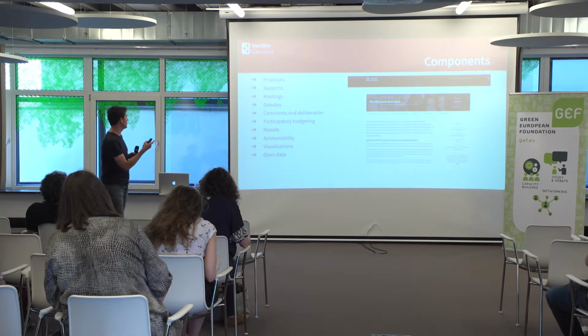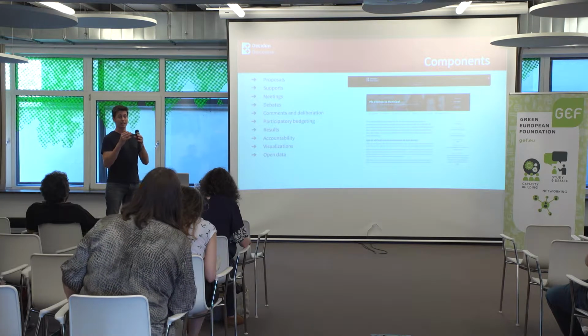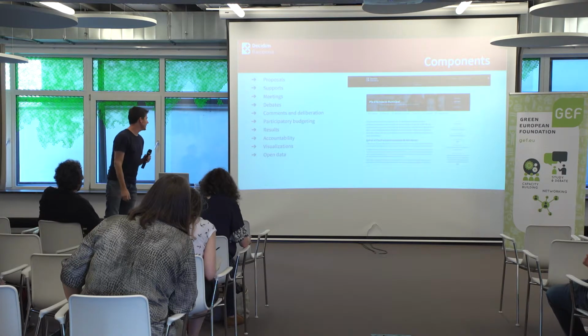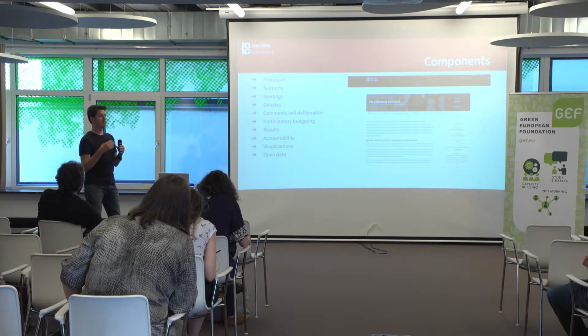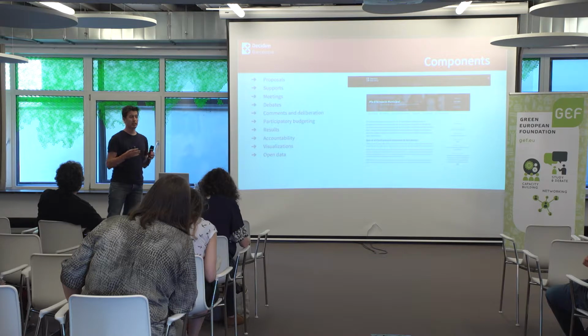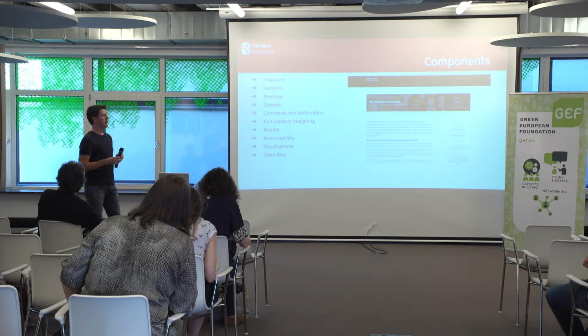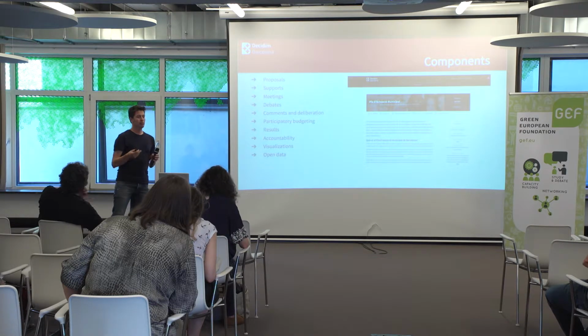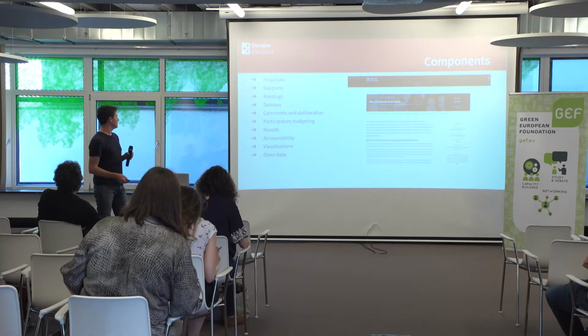For the moment, we are working with these components. Each of these components is a module in the software. We have the module of proposals, the supports, meetings, debates, comments, and deliberation. You can give arguments in favor, against something, or neutral. If you want to identify how the deliberation process is going, we have the participatory budgeting, and we have a component of results to monitor what happened in the participatory process.